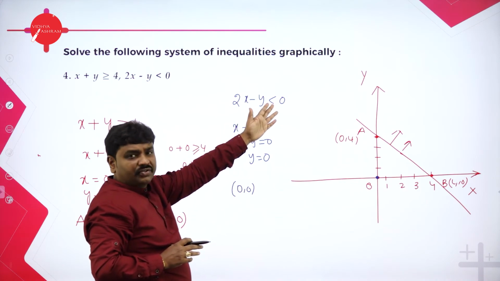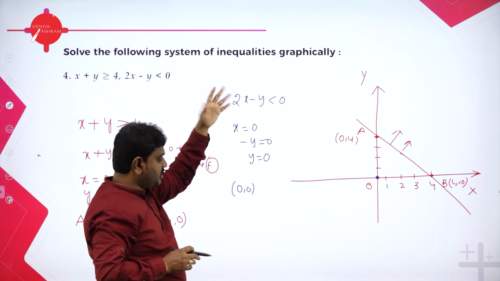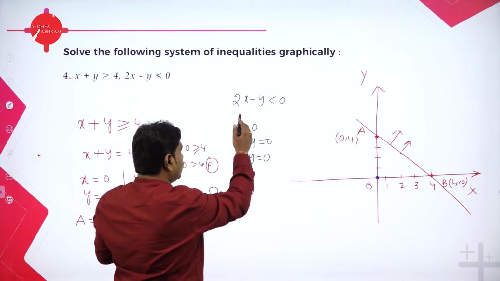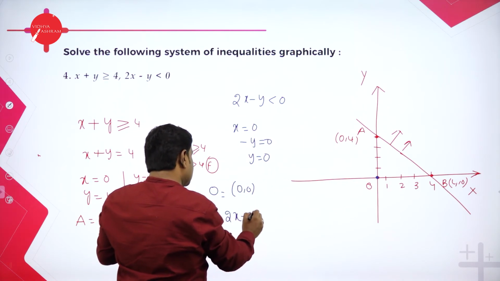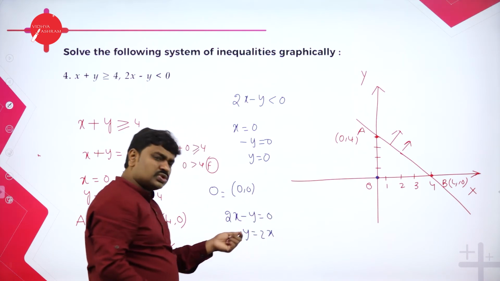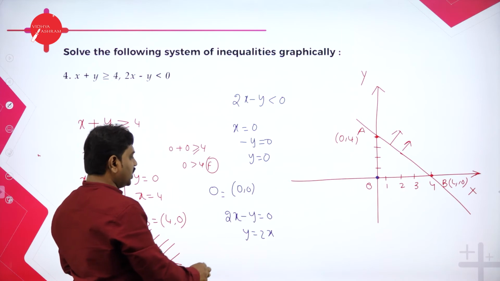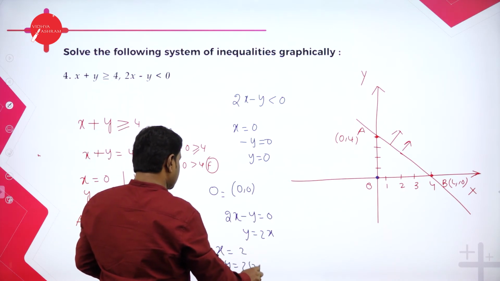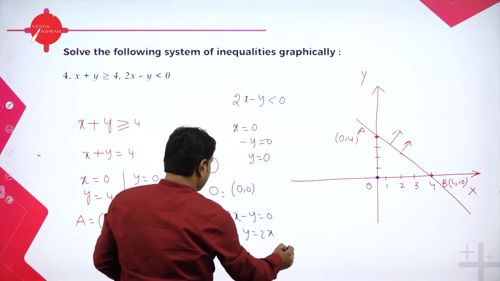If the right side is 0 and you have only x and y, the origin is only one point. So for this kind of line, 2x minus y is equal to 0, y becomes 2x. You choose any particular x and you will get y. I'll take x is equal to 2, y will become 2 2s are 4. So one point I got is 2 comma 4.